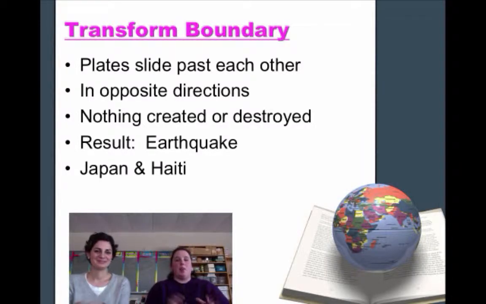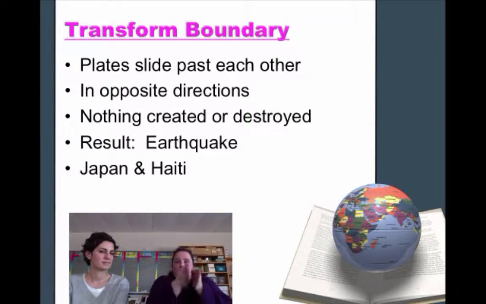Transform boundary. This is the whole California thing. That's right, so you're going to go past just like this. It's called grinding, or slip past is another way to say it. A lot of people use slip past, I guess. And they go in opposite directions. You're not going to create anything or destroy anything.